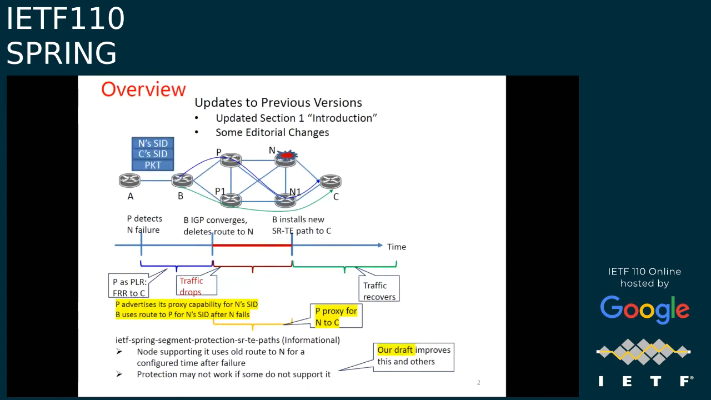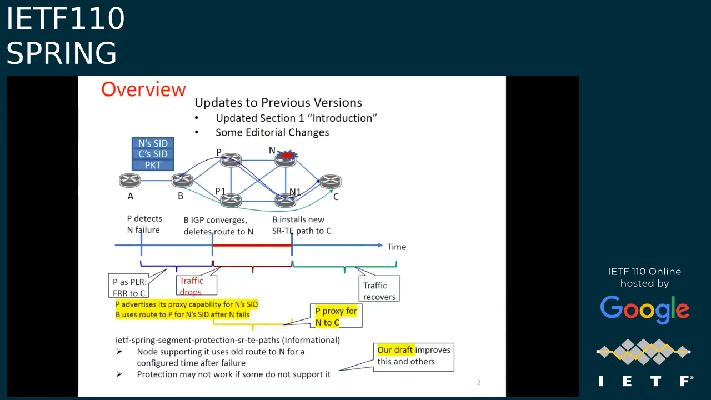The rough idea of our solution is that for any node such as P, if this node can provide the capability to do proxy forwarding, then this node will advertise its capabilities. So all the other nodes will use the routes to the capable nodes after node N fails. For example, node B will use the routes to P for node N's SIDs after it fails. So in this way, even after BGP convergence, we can still provide protections.